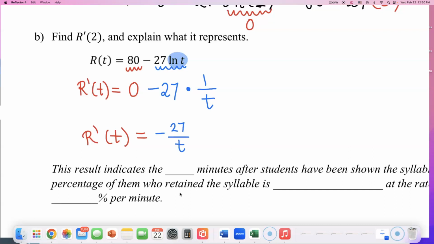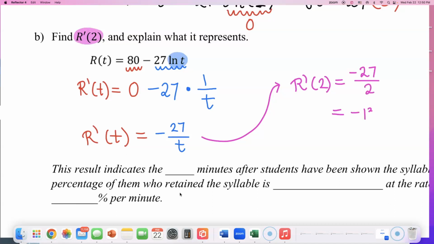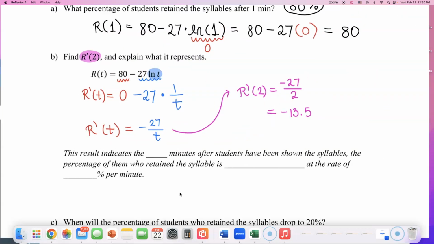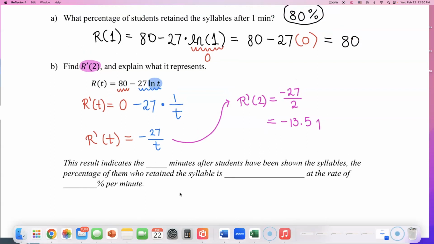So let's plug in the number they want us to evaluate. They want us to evaluate R prime of 2. So let's plug in 2 in there. R prime of 2 is negative 27 divided by 2, and that is negative 13.5 words per minute. Actually, not words, I'm sorry. Percentage points. It's going down that many percentage points, right? Not percentage, percentage points per minute.